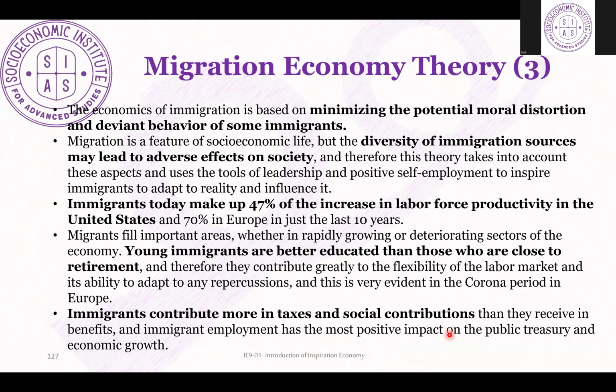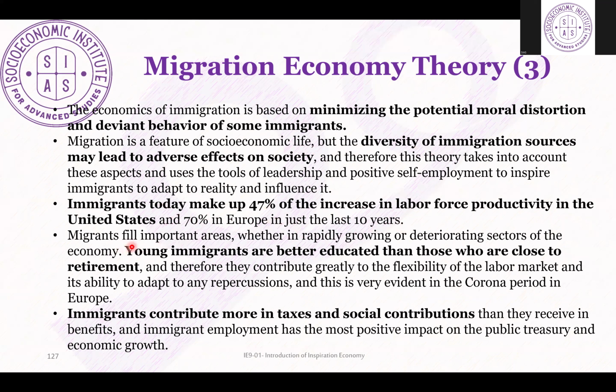This theory also minimizes the potential of losing the moral and increases the positive behaviors of the migrants. Through this theory, the migrants will show their diversity and they will show also the resources they can bring to the community. Today, there are about 47% of increase in labor force productivity in the United States and 70% increase in Europe in the last 10 years because of the migrants and their migration economy.